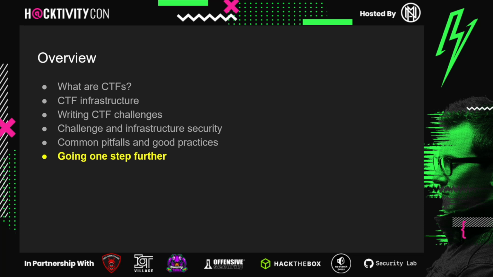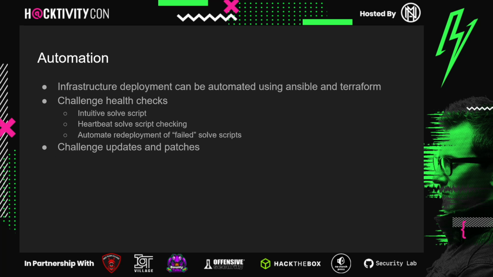All right, so these are some basic concepts about hosting very basic CTFs. However, you can really take this a step further. One of the main ways of taking this a step further is automation. Your infrastructure deployment can be automated using something like Terraform or Ansible. Use Terraform to provision the virtual machines, and then use Ansible to actually install any of the software you need. Also use Ansible to set up firewall rules and make sure that everything is secure.